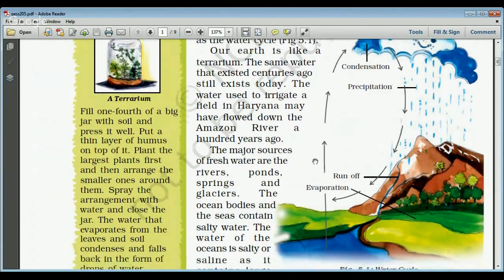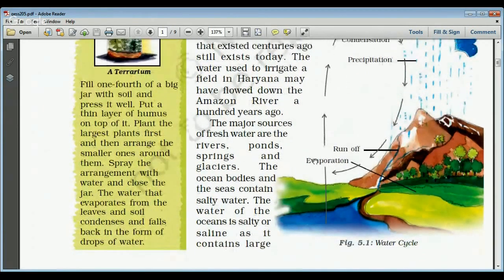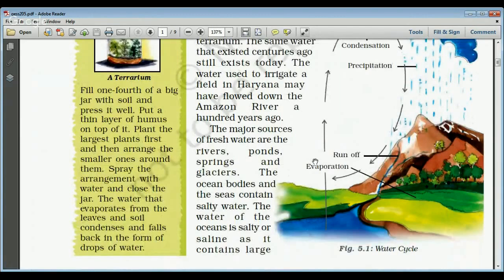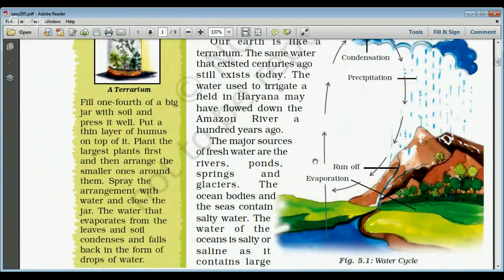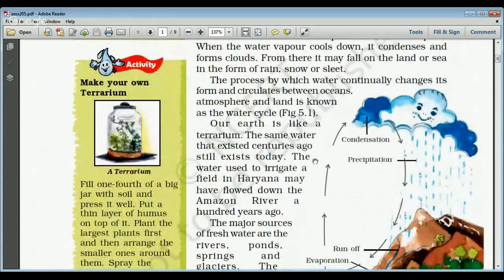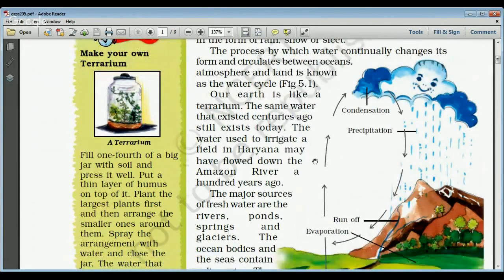So we can see in this diagram, this is the water cycle. Water evaporates from the open oceans or seas, then it forms clouds, then condensation takes place. When the cloud becomes too heavy to hold the water in the atmosphere, the water comes down to the land or the continents in the form of precipitation.